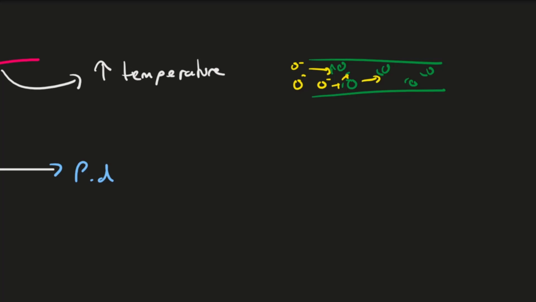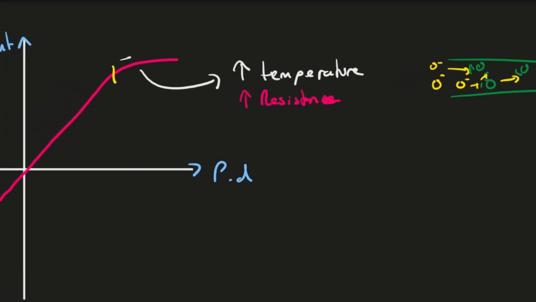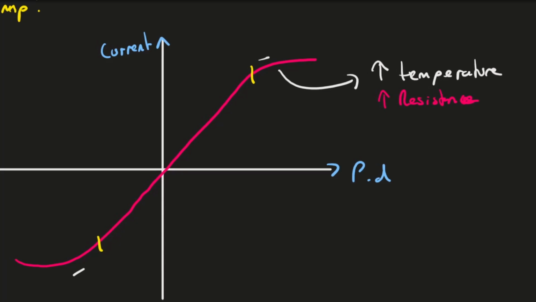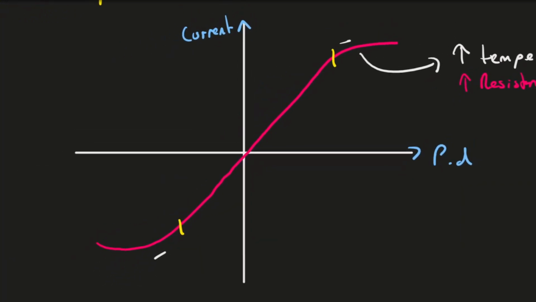So what's happening is you're giving these particles more energy when you increase the temperature, and therefore what that is doing is it is increasing the resistance. And that is as we expected if we look at the gradient. So remember, the gradient is proportional to 1 over the resistance. Essentially it is 1 over the resistance. So as the gradient decreases, we're saying that the resistance has increased. You can see here the gradient becomes more flat. That's saying that the resistance is larger at these points. Okay, so that is the IV characteristic for a lamp.